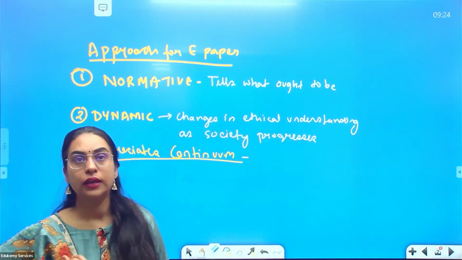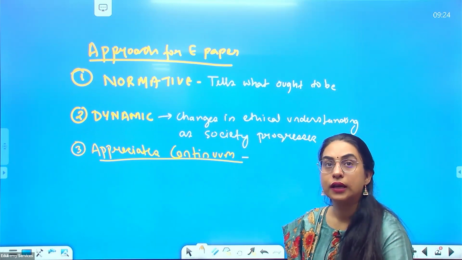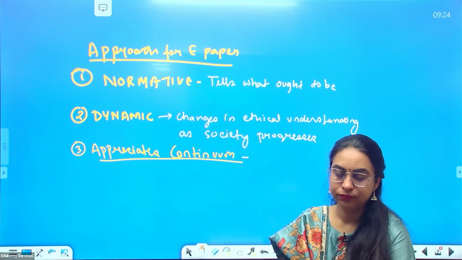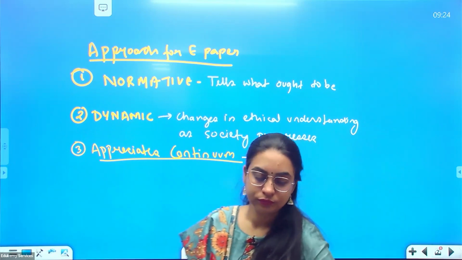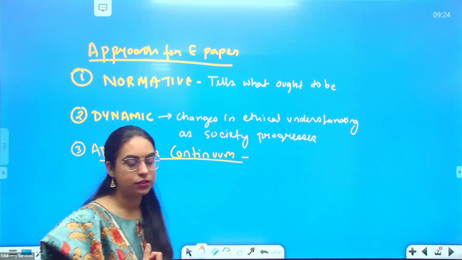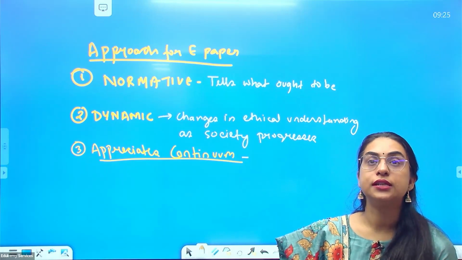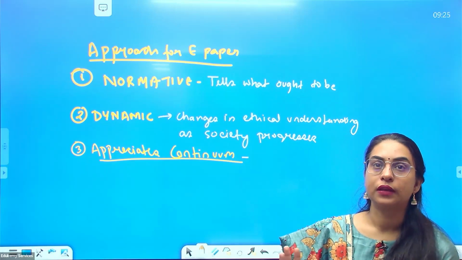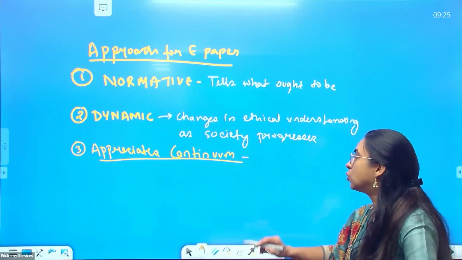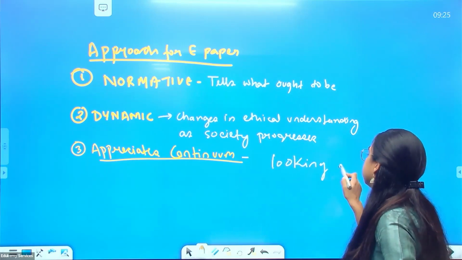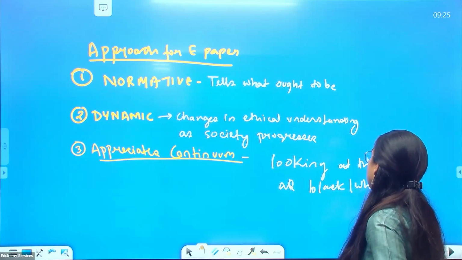Please write: ethics paper is about appreciating the continuum, and appreciating the things in gray, rather than looking at things as black or white.